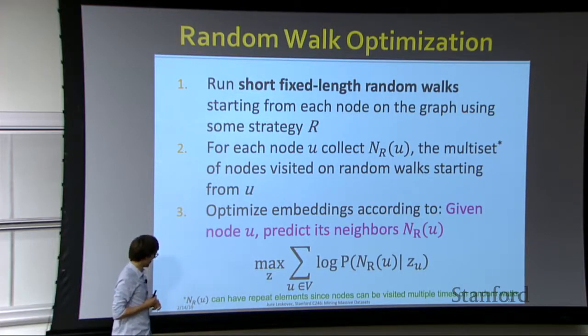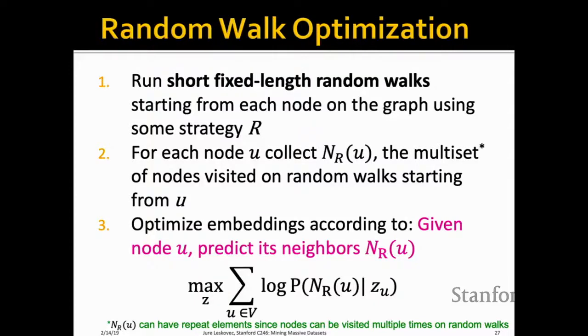This is all to think about. The neighborhood can have repeated elements, can have repeated nodes, because a node can be visited multiple times in the walk. And the last thing I say is, when you implement any kind of probabilistic model, you always want to work with log probabilities, because probabilities are small, and if you multiply them, numerical errors kill you very quickly.